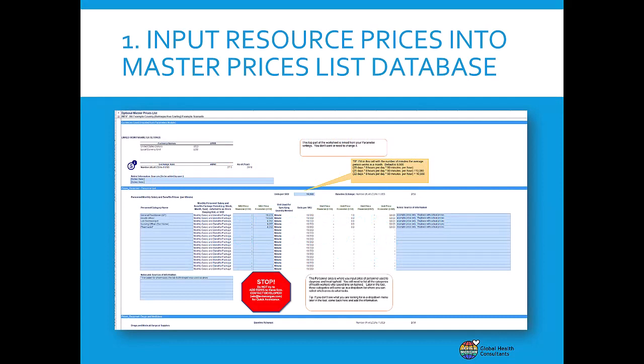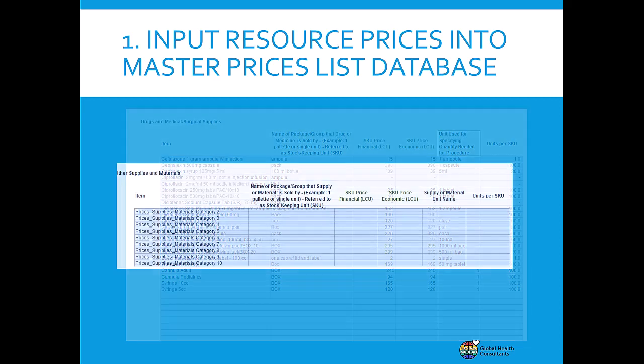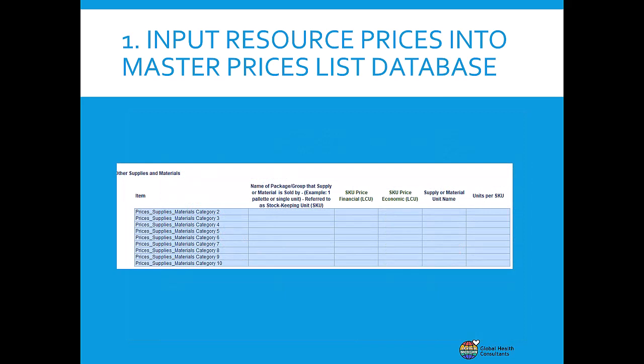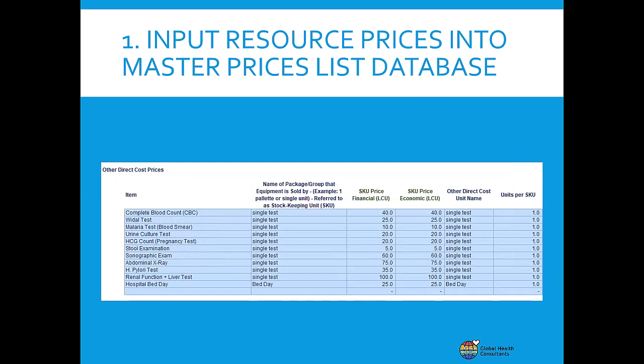When you go to the master prices list database, this is what it looks like. And as you go down, you will see that there are spaces not only for personnel, but also a list where you can put in drugs and medical surgical supplies and their costs, as well as other supplies and materials and their costs. And there's also a place for other direct cost prices. That would be something that doesn't fit in with any of the other database areas.